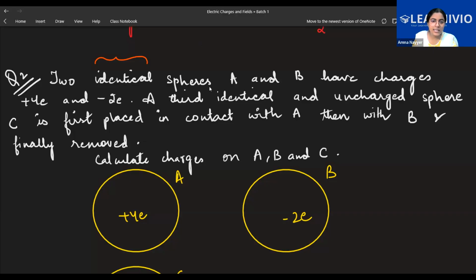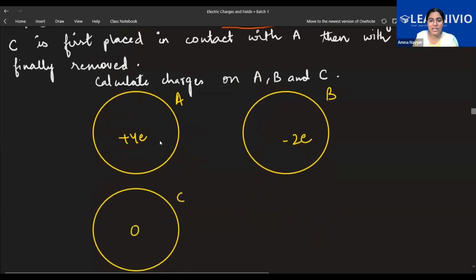Then it says a third sphere C, which is also identical but not charged, is first placed in contact with A. That means they are placed in contact, conduction occurs, and then when they are separated, C and B are put together. We have to find out the net charges on all of these.